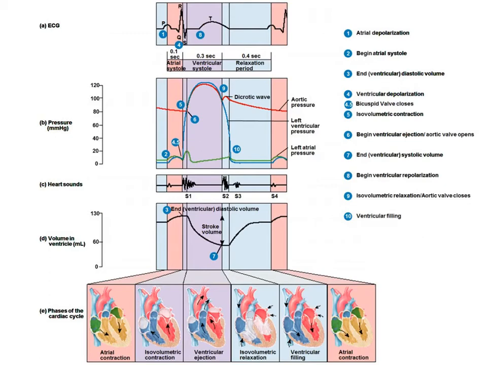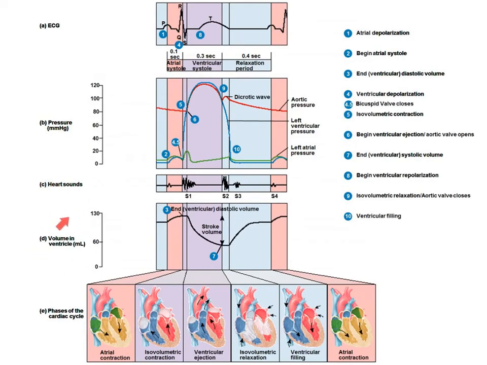If you look here, the red line is the pressure in the aorta. So this is basically the aortic blood pressure. The blue line is left ventricular pressure, the pressure of the blood inside the ventricle itself. The green line here is left atrial pressure. All these things, depending on what's going on electrically, will change as contraction and relaxation occurs. For now, we're going to skip heart sounds. You can learn that somewhere else.